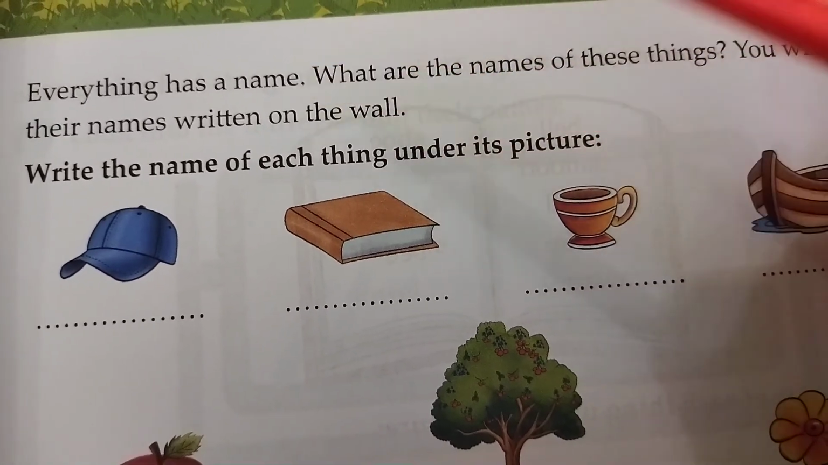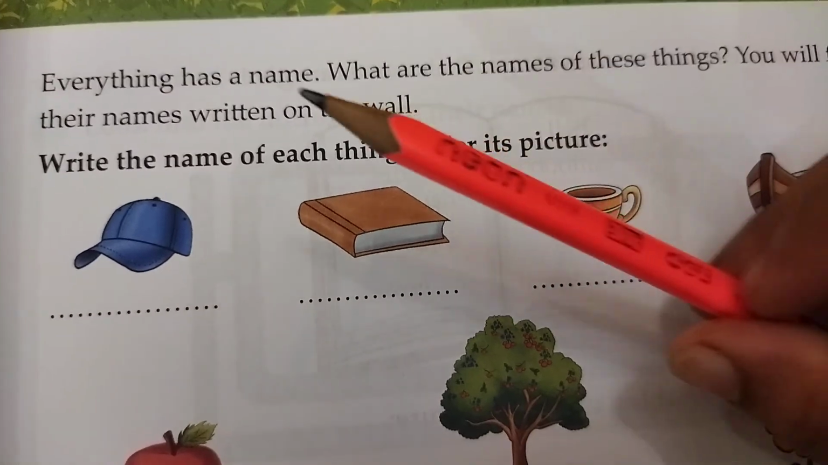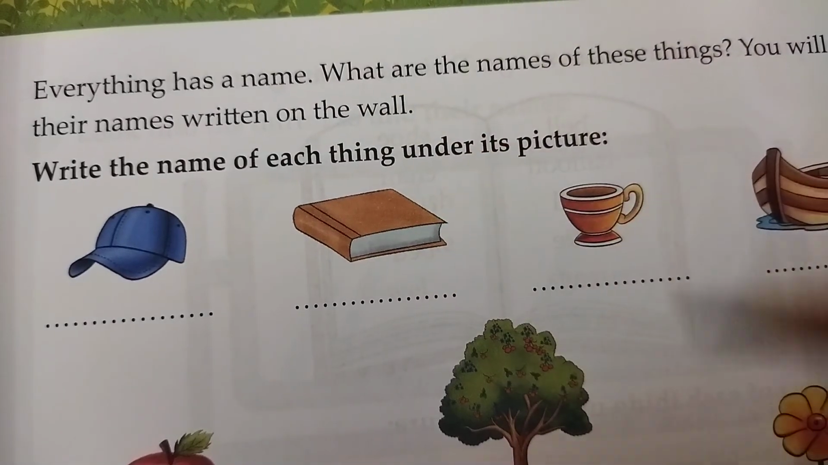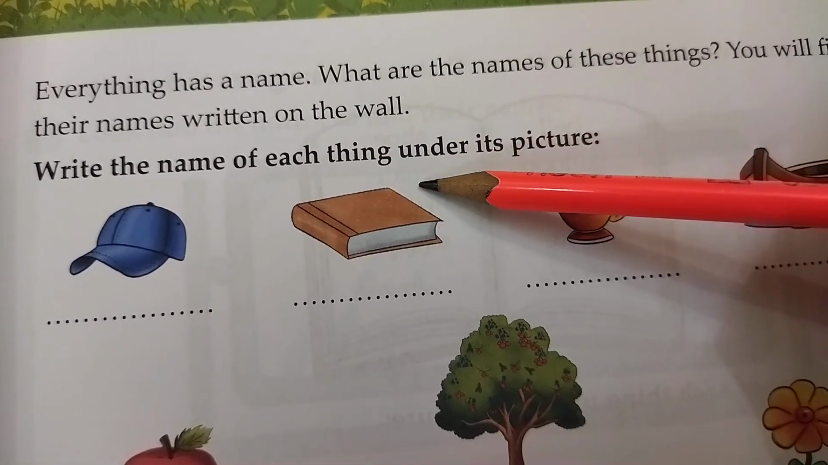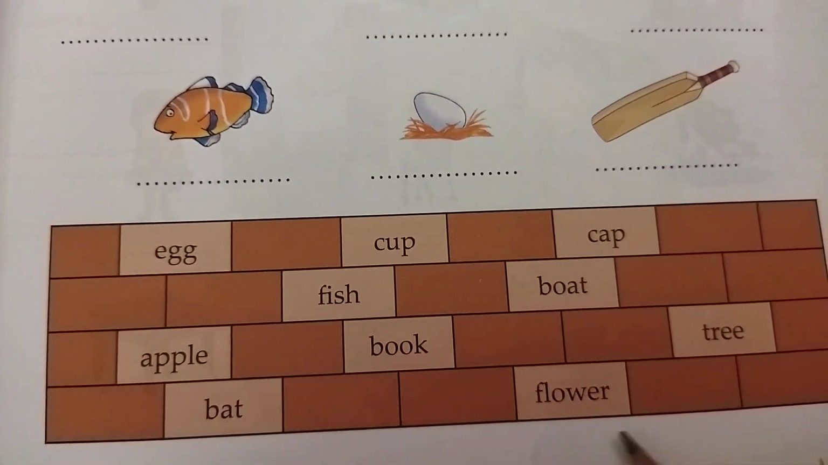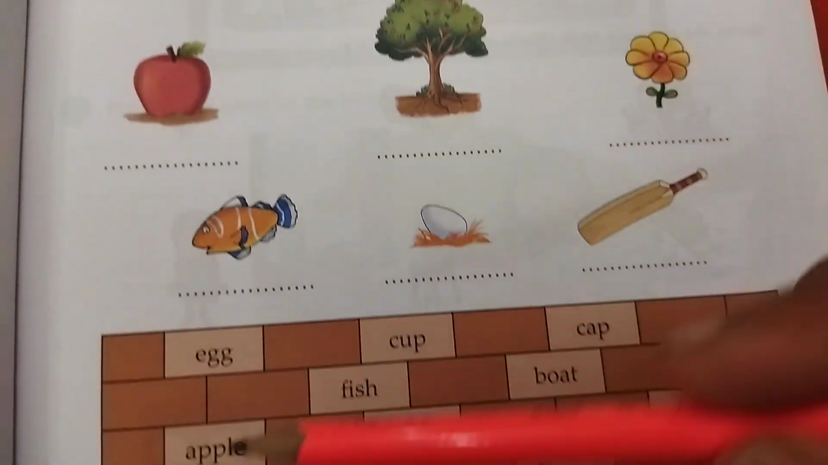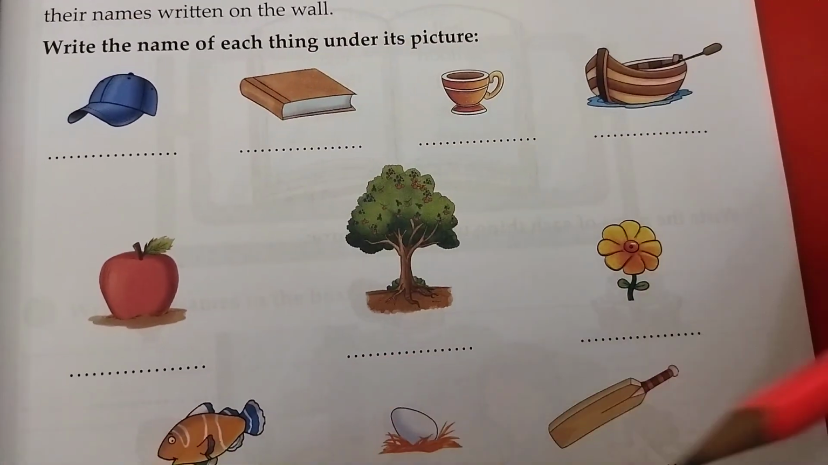So they are telling us that everything has a name, and then they are asking you the question: what are the names of these things? You will have to find them on the wall. Write the name. Now they are telling you what they have asked you. Write the name of each thing under its picture. So what you need to do is read out these words, then look at these pictures carefully, and then write the correct name for each of the pictures given here.